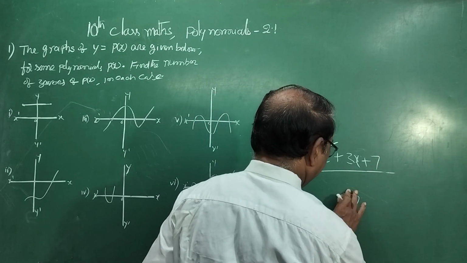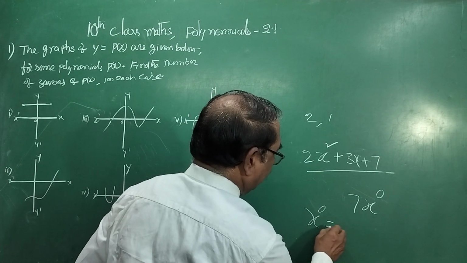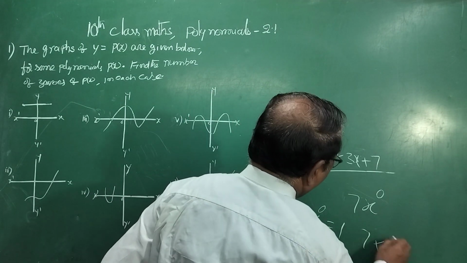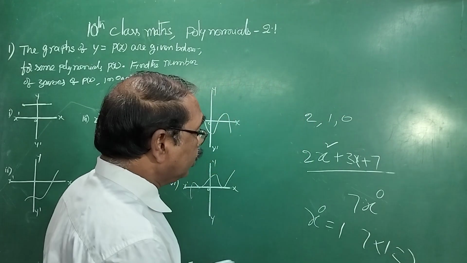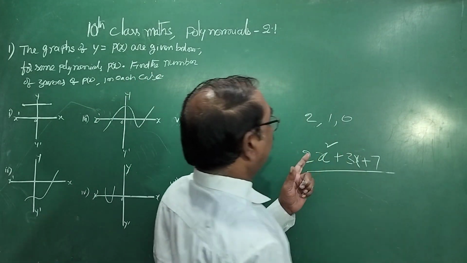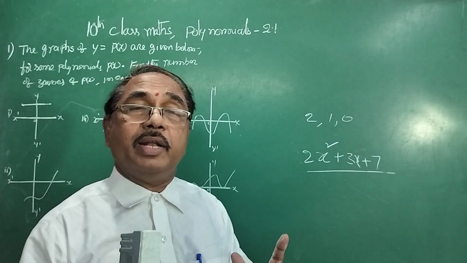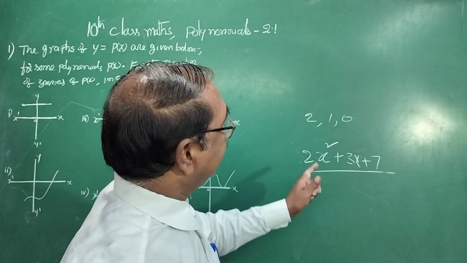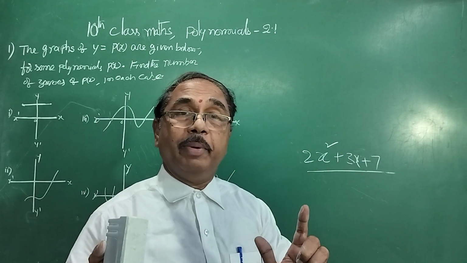Constant means 7x to the power of 0. X to the power of 0 is equal to 1, so 7 into 1, that's all. That means here the power is 0. Here all the powers 0, 1, 2 are whole numbers. Yes, the powers of the variable should be whole numbers.